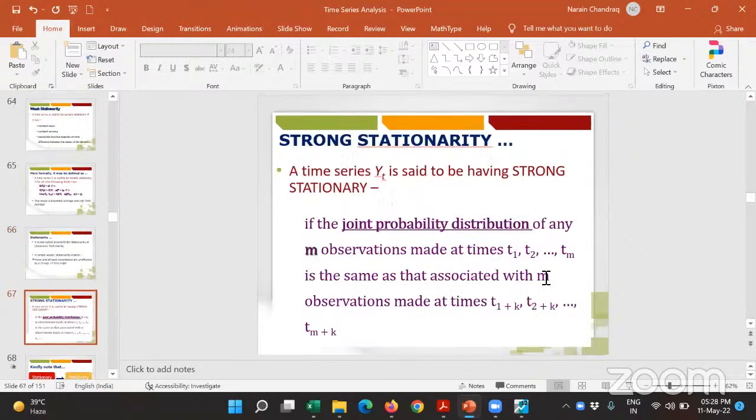And if you talk about strong form of stationarity itself, then the mean should remain constant, variance should remain constant, skewness should remain constant, kurtosis should remain constant. All moments must remain constant itself. That means there should be an exact replica every time.